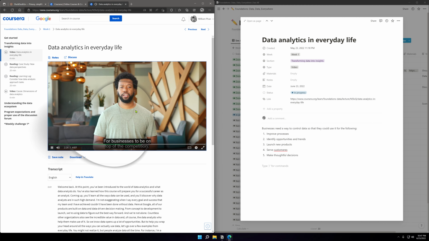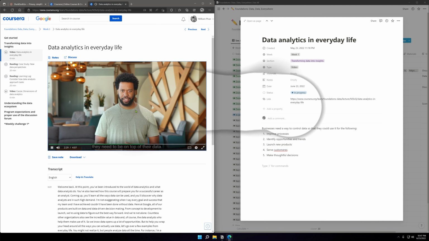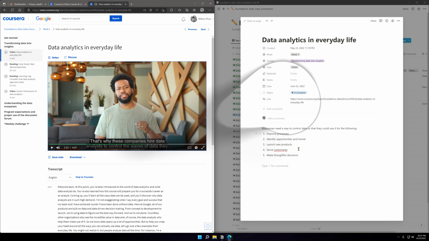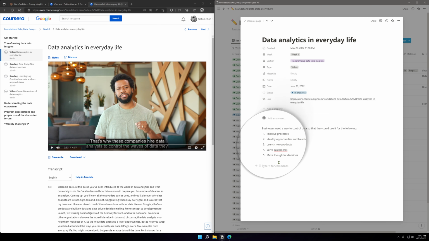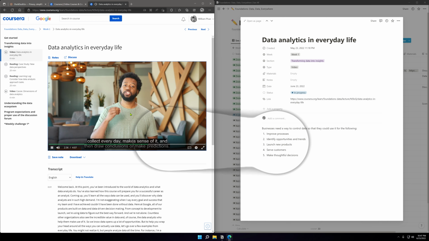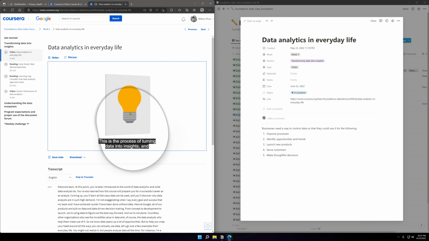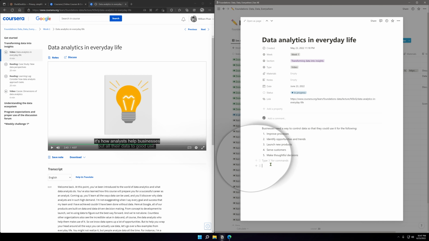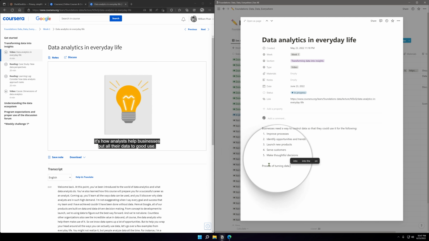decisions. For businesses to be on top of the competition, they need to be on top of their data. That's why these companies hire data analysts to control the waves of data they collect every day, make sense of it, and then draw conclusions or make predictions. This is the process of turning data into insights.